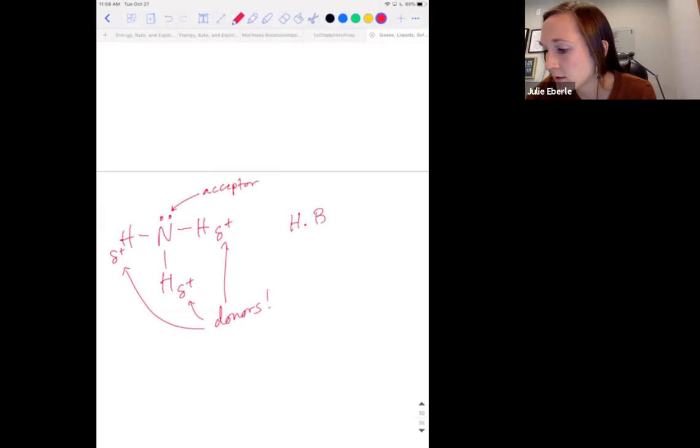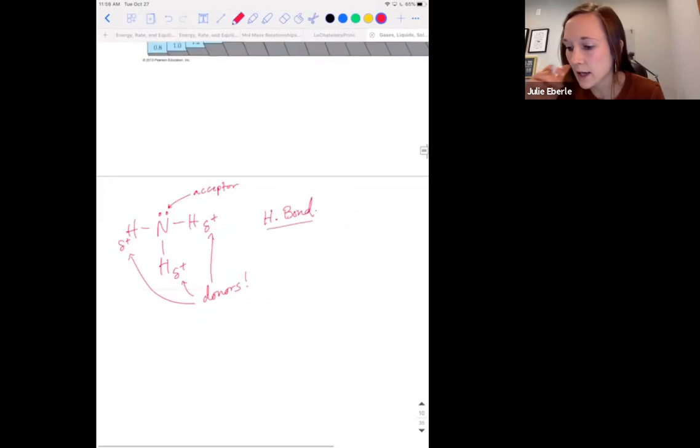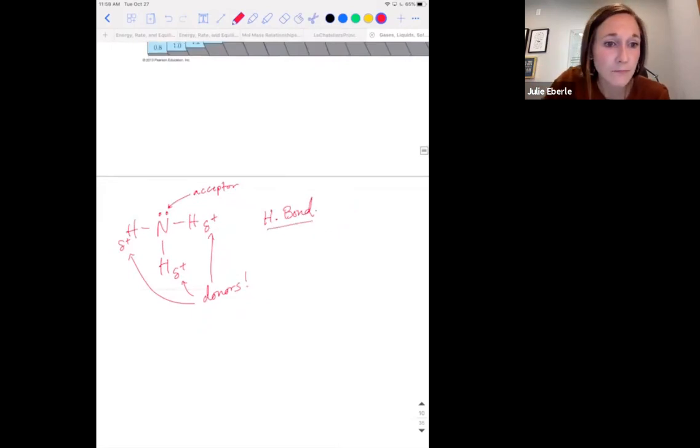That's the strongest force here. Yes, they could dipole as well. You could have dipole moments. Yes, this molecule experiences London dispersion, but the strongest force is hydrogen bonding. It's not that it doesn't experience dipole or London dispersion. It's just the strongest force is hydrogen bonding. Okay, so most people got that one.